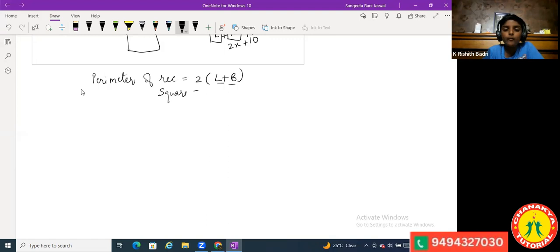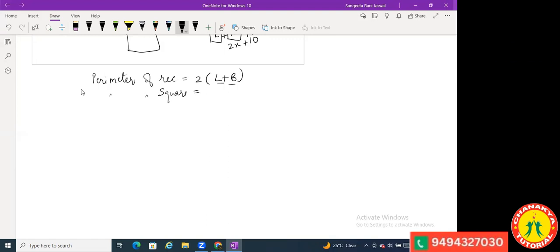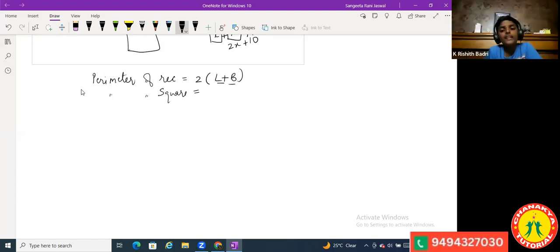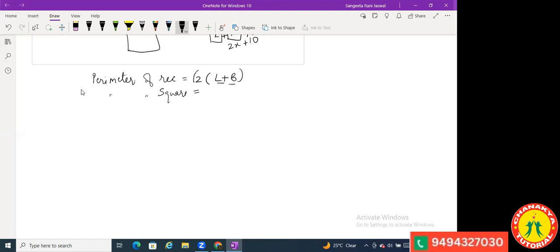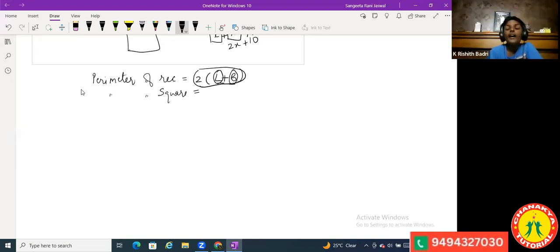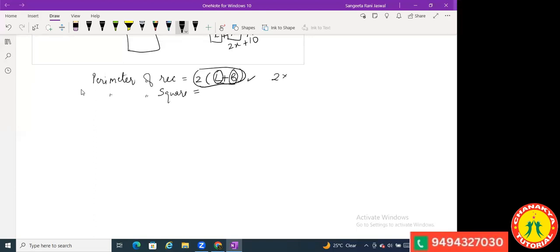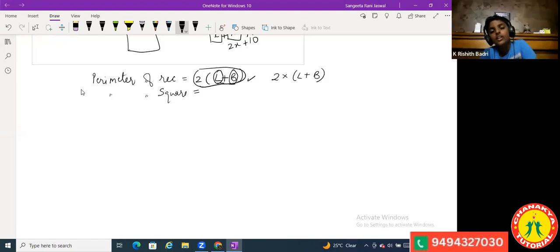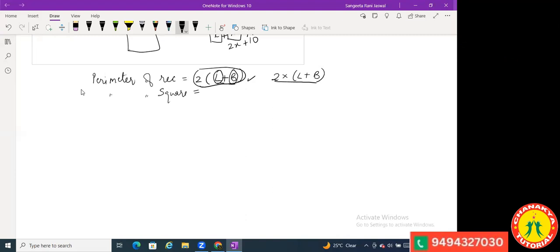L plus B won't change, ma'am? Yes, because this was the formula you were given. Whatever you had as your length, you kept in place of L. Whatever you had as breadth, you kept in place of B. So the formula won't change, but as per the question, the values change. 2 into (4 plus 6), if the length is 4 and breadth is 6. So this was the rule that you had made.